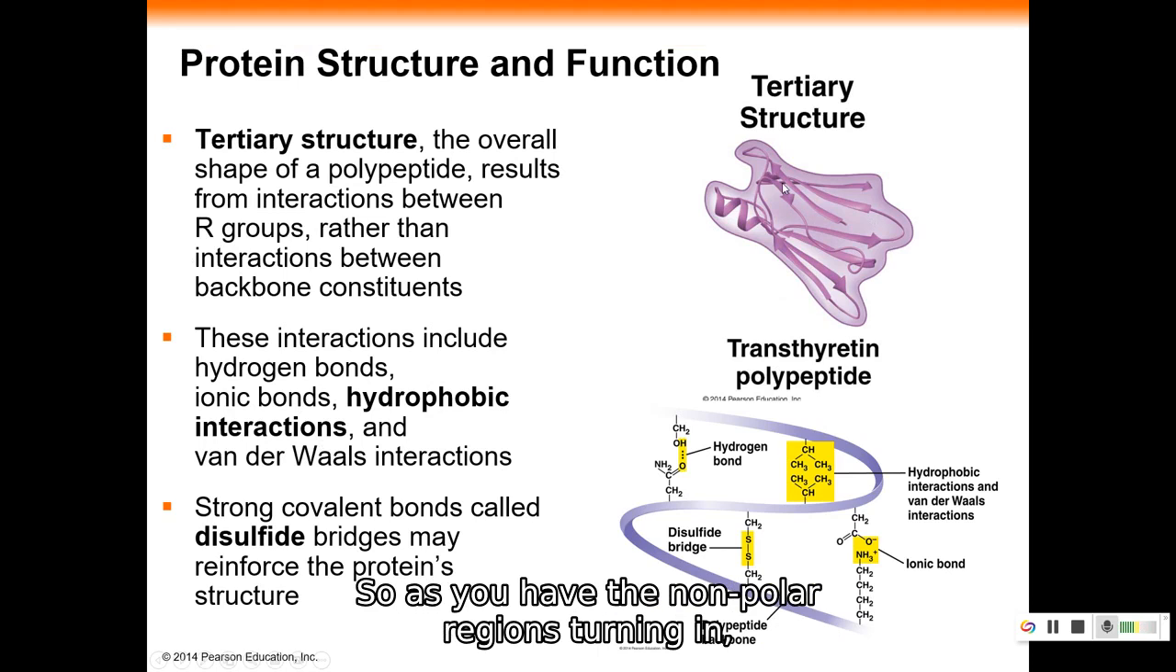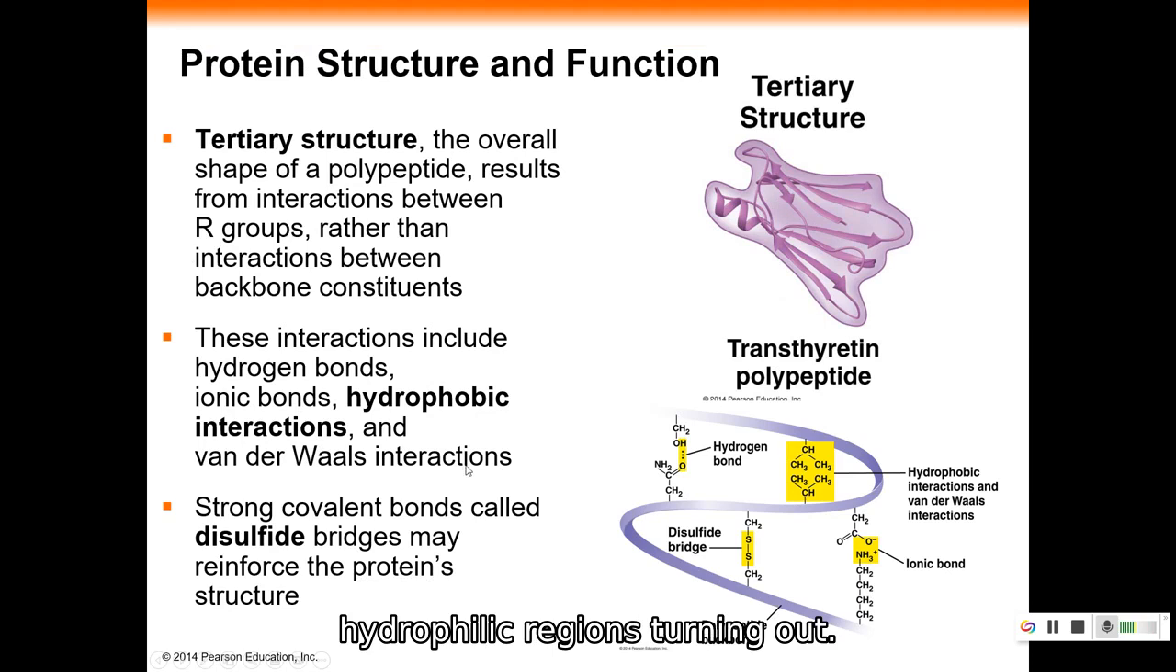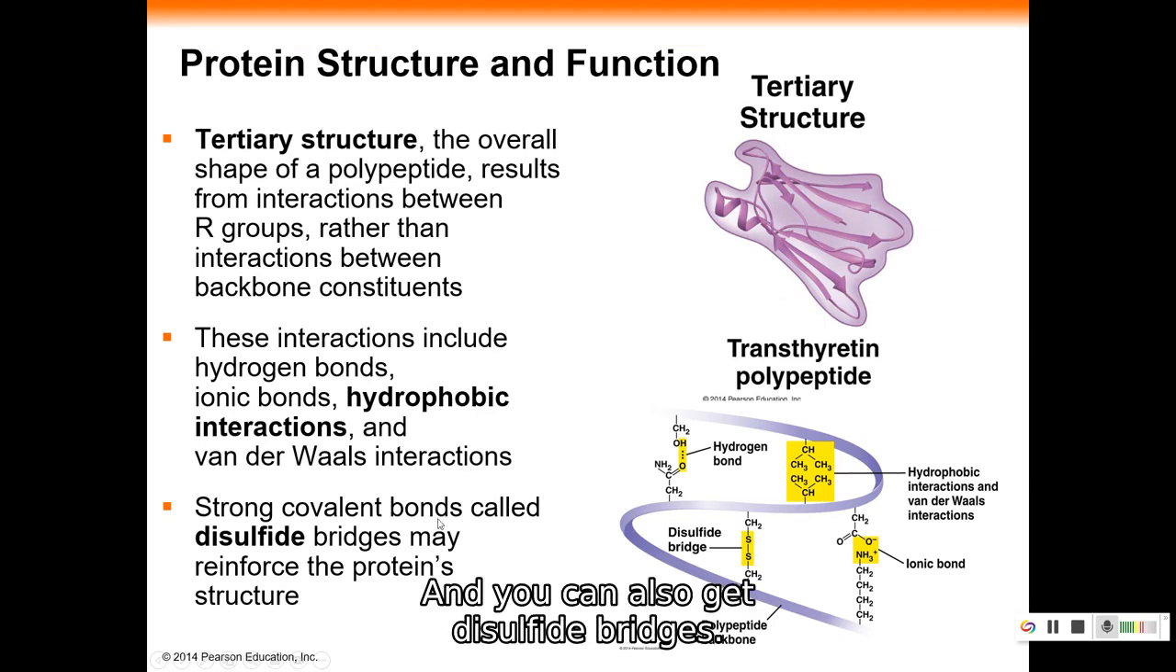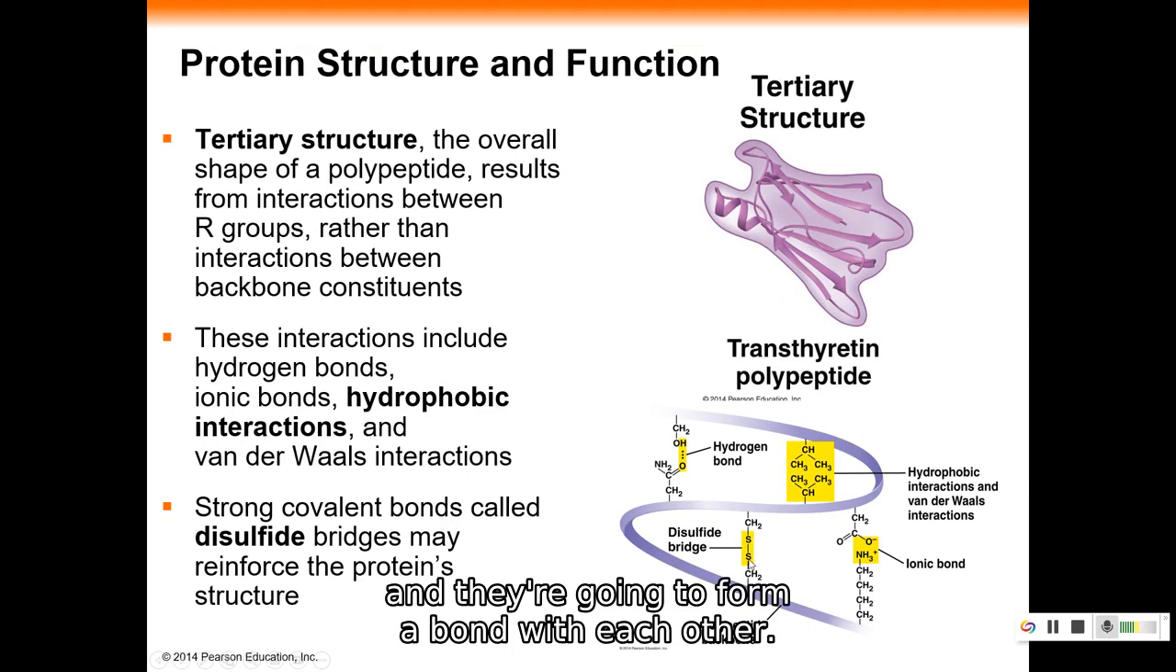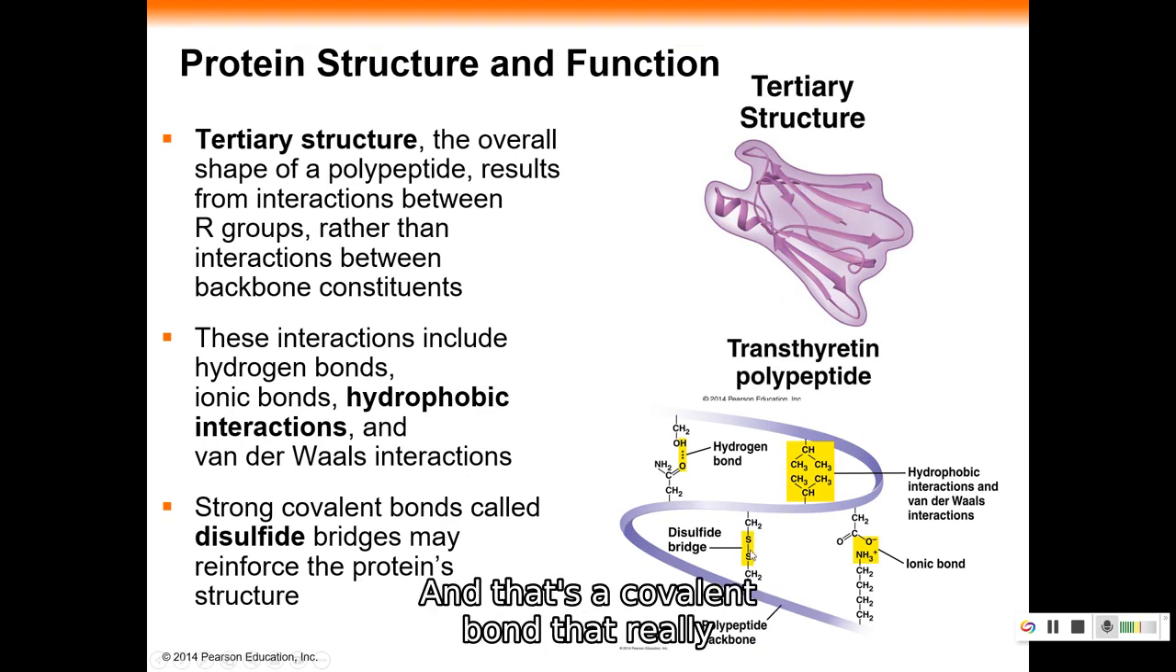So as you have the nonpolar regions turning in, hydrophilic regions turning out, and you can also get disulfide bridges. So here you have two amino acids that both have the sulfur in their side chain, and they're going to form a bond with each other. And that's a covalent bond that really helps hold that tertiary structure.